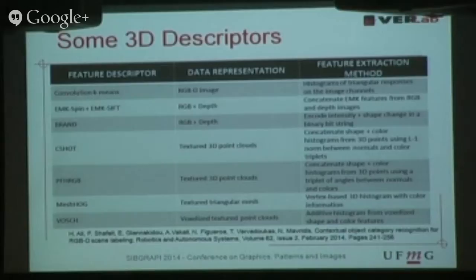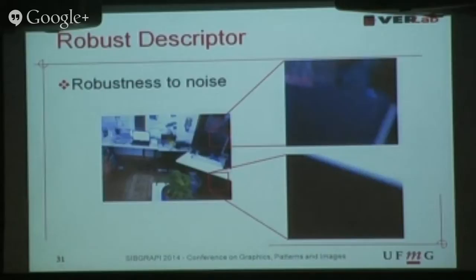And these are the main feature descriptors for 3D, right? State of the art now is considered to be C-shot, or color shot, which basically combines visual and depth information. Now, what are the properties that you want from a descriptor? You want it to be robust to noise. And noise is a big nuisance that you have with these range devices.